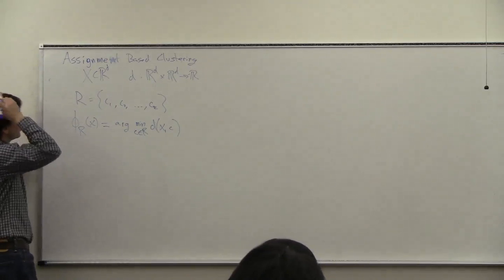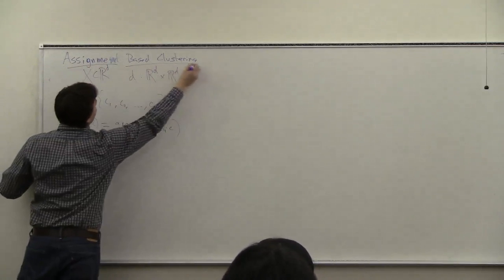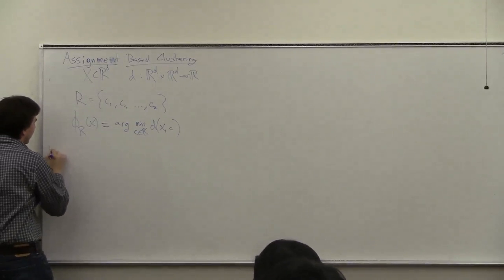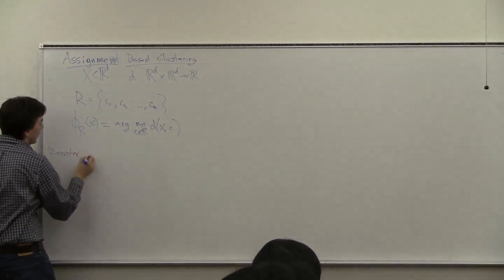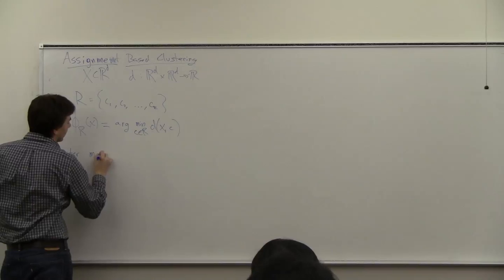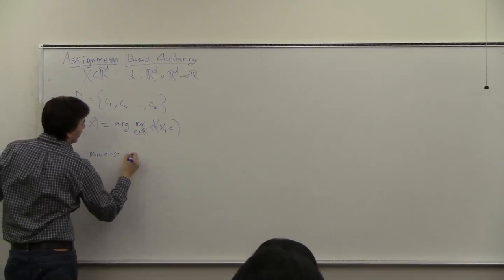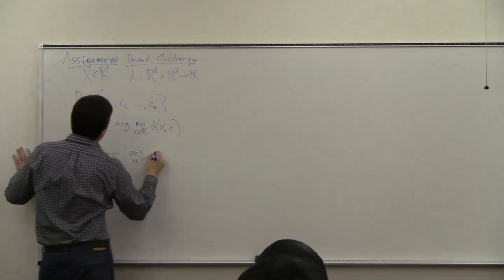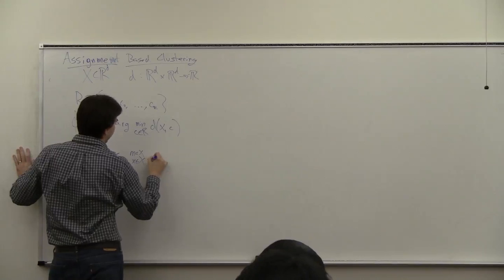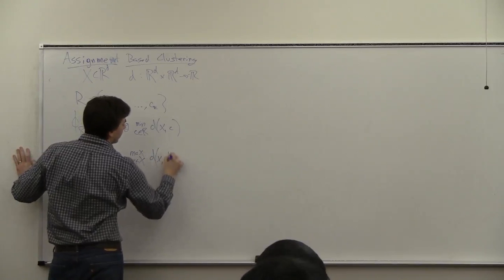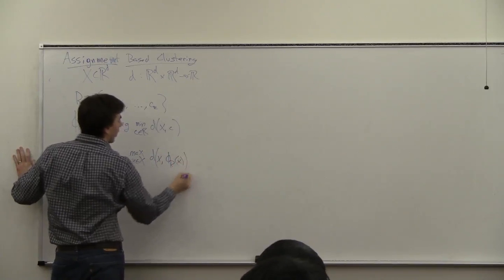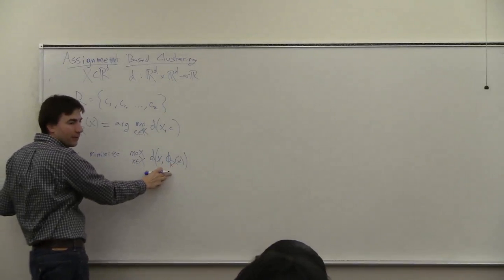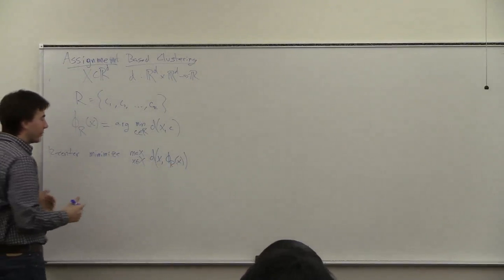And so then there are the three most standard types of assignment-based clustering. There is the k-center, which is to minimize the max over x of the distance from x to the closest center. So it looks at the assignment of every point to the closest center and minimizes the maximum distance, so that no point is too far from its center.